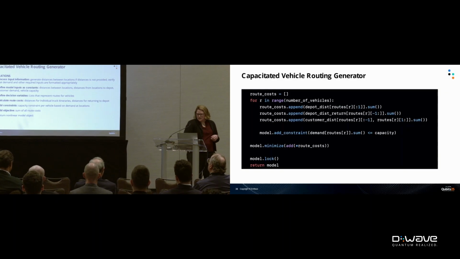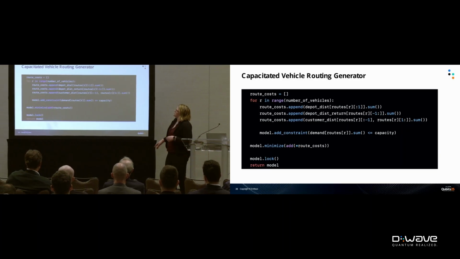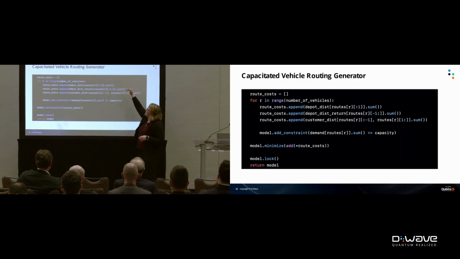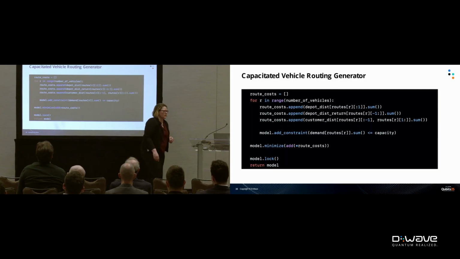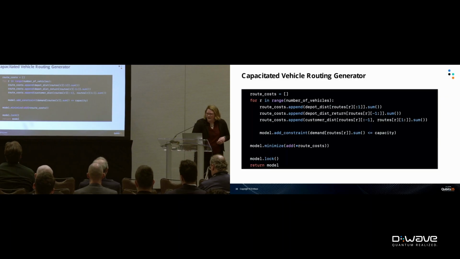The meat of this function is right here, where we're calculating the route costs. Some of this looks a little bit familiar. It might look a little bit more complicated. We're calculating different sorts of route costs for the depot, returning to the depot, and to the distribution areas. We're adding our constraint right here, so notice the less than or equal to capacity based off of the demand. And then we're defining our objective here. So this is all in that code base.